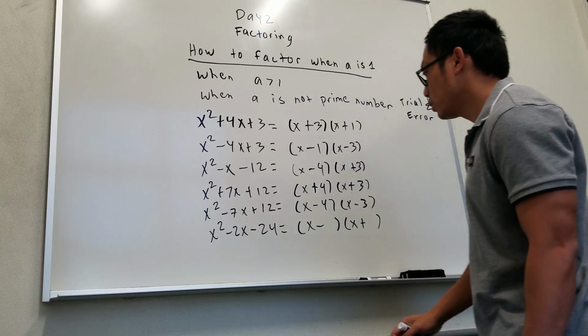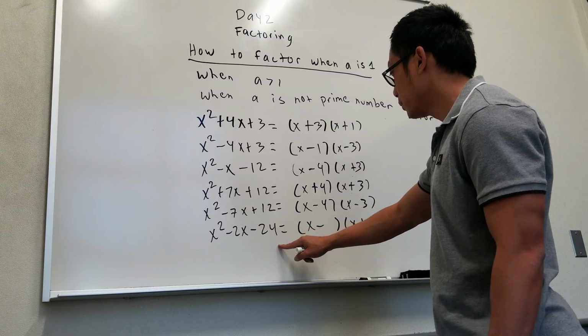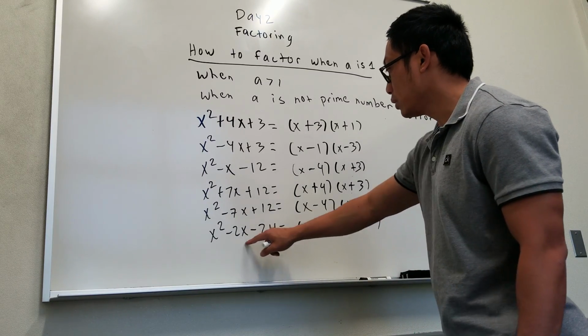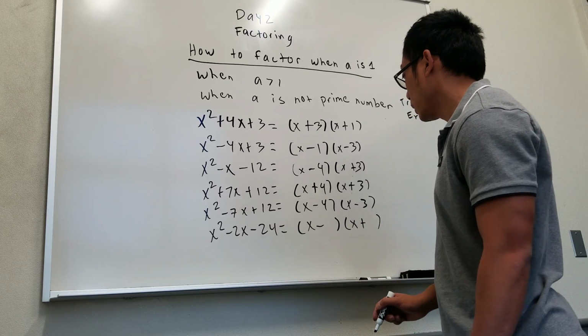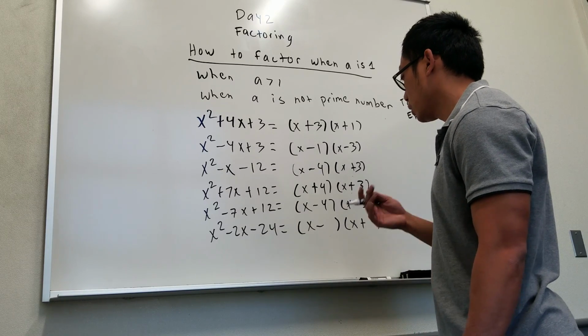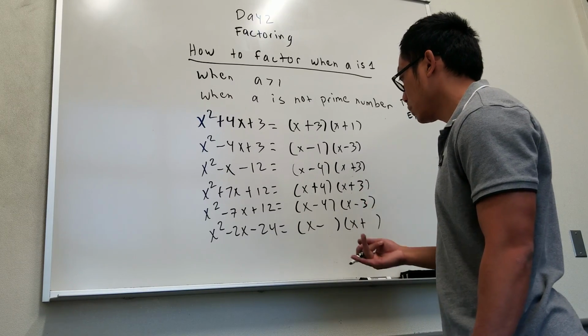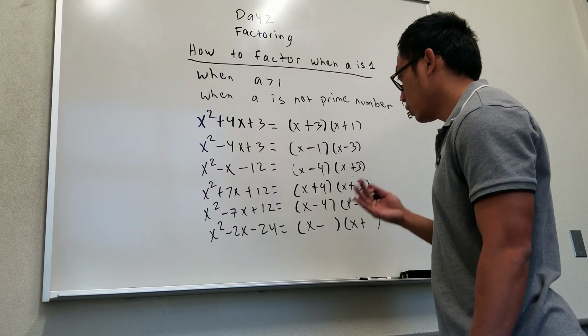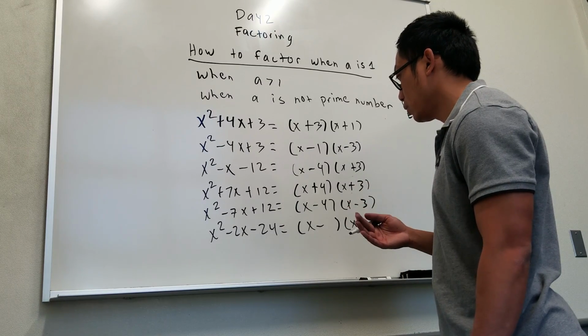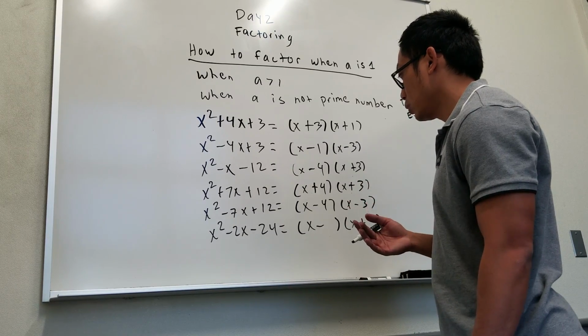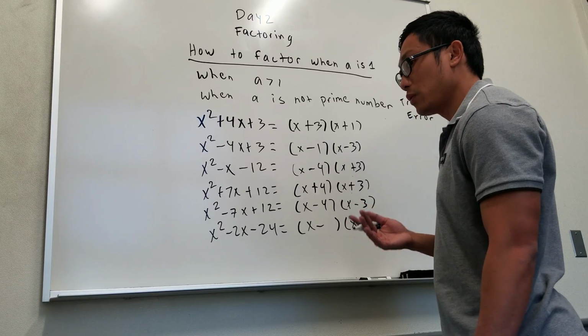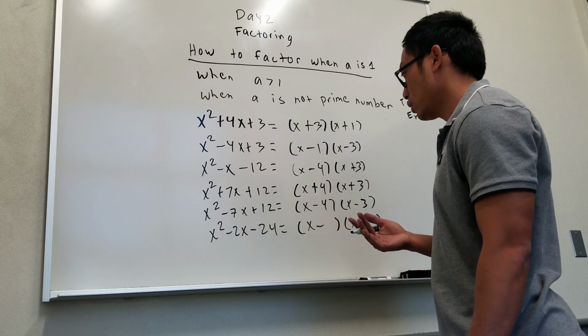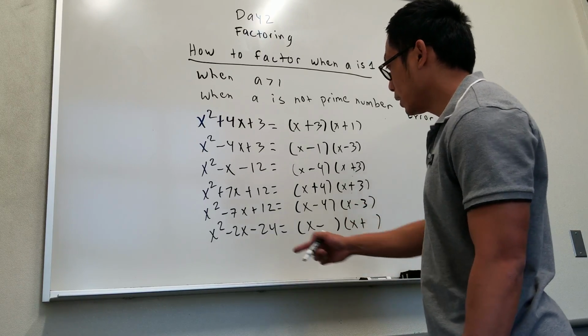So I need two numbers to multiply to give me negative 24, right? And add up to negative 2. So I'm going to think about the combinations. There's 24 times 1, 12 times 2, 8 times 3, 6 times 4. I think that's pretty much it. But we want negative 2.